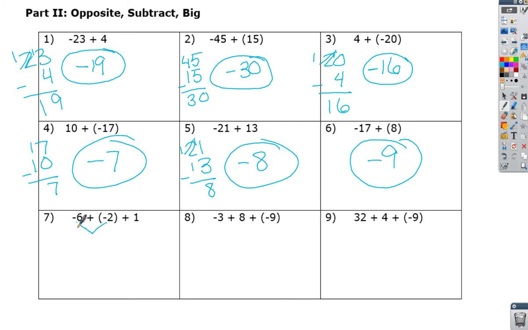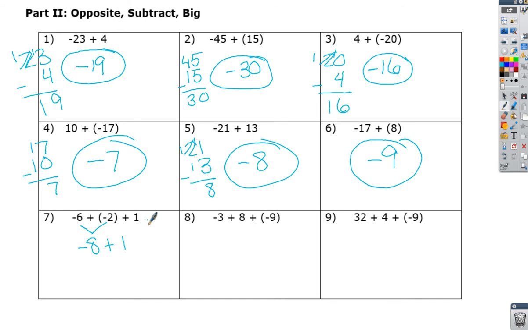Okay, let's look at number 7. We have to add the first two numbers, and then we'll bring down our third. So we have negative 6 plus negative 2. These are both negative numbers. Remember, when the signs are the same, we add and keep the sign. So 6 plus 2 is 8, and they are both negative, so it'll be a negative 8.